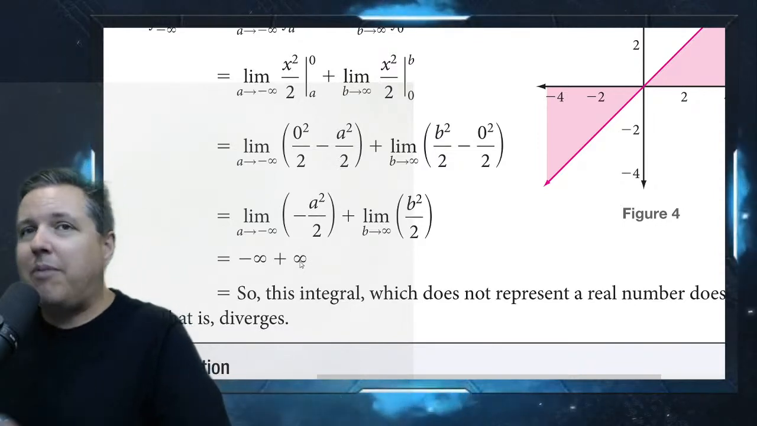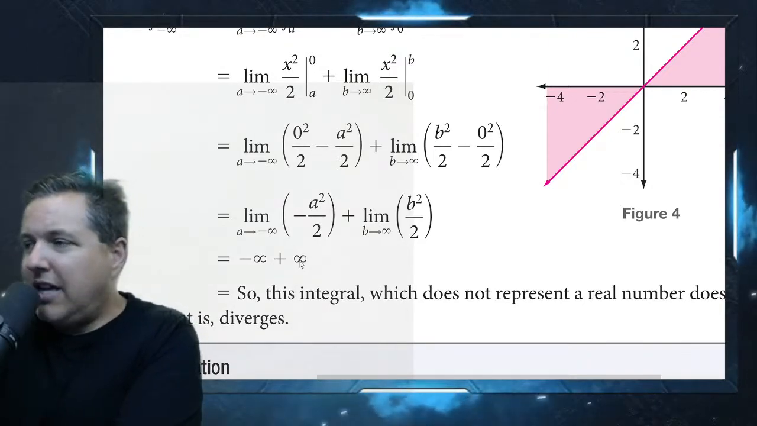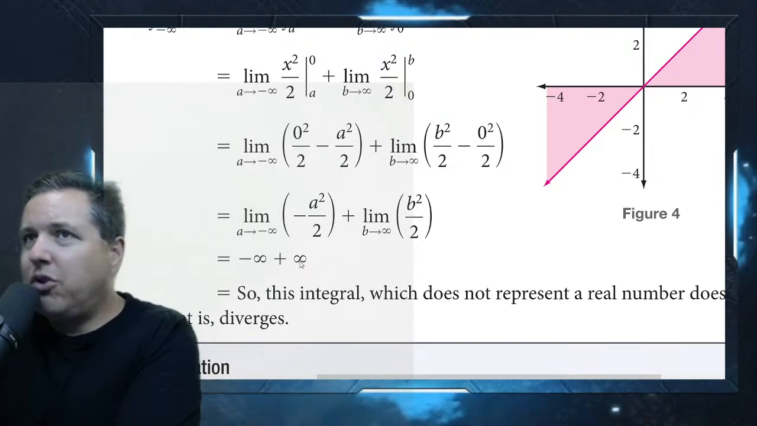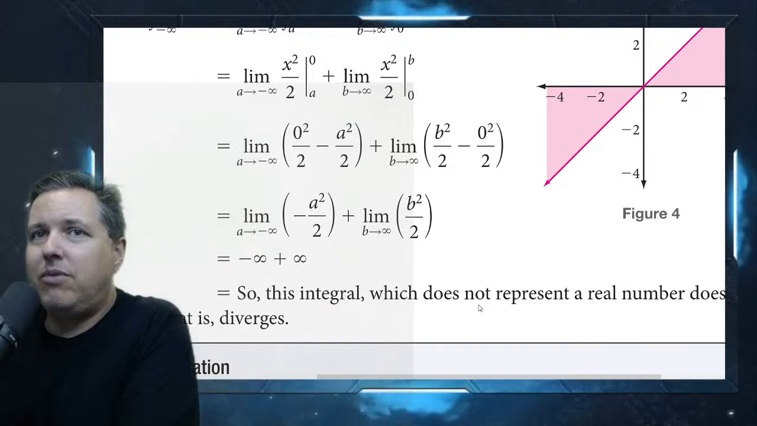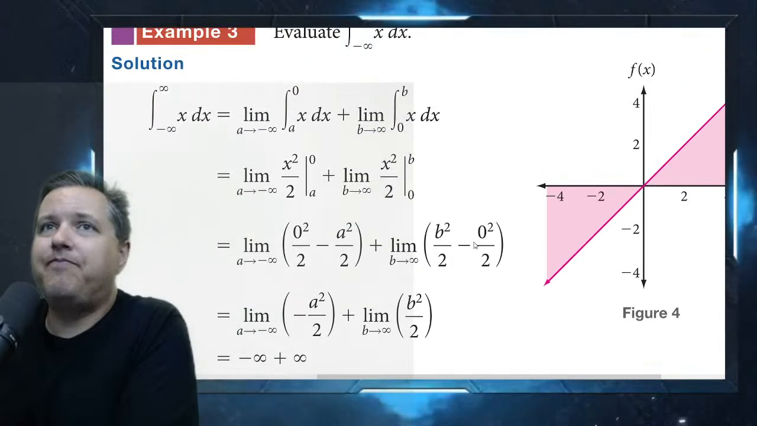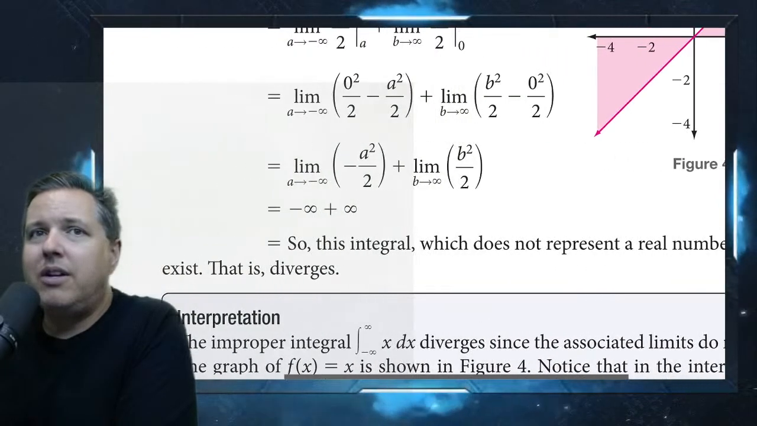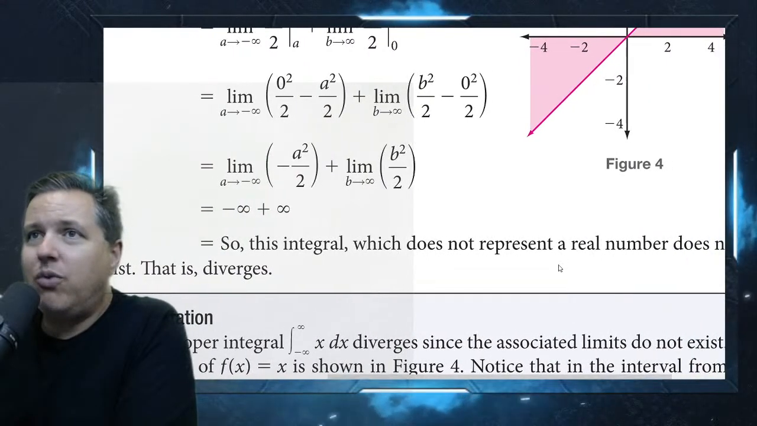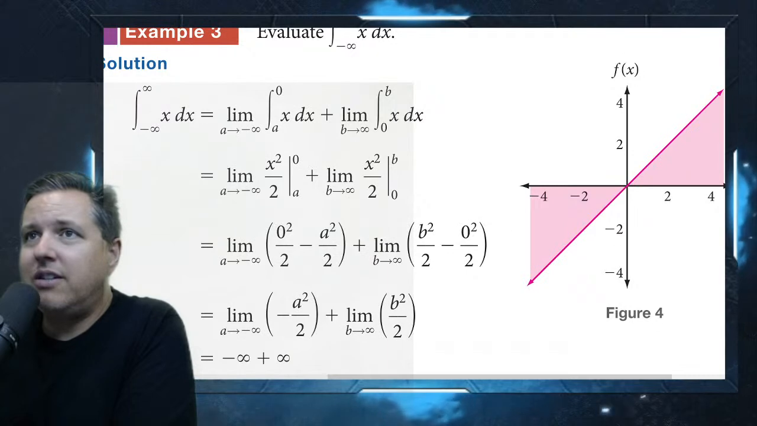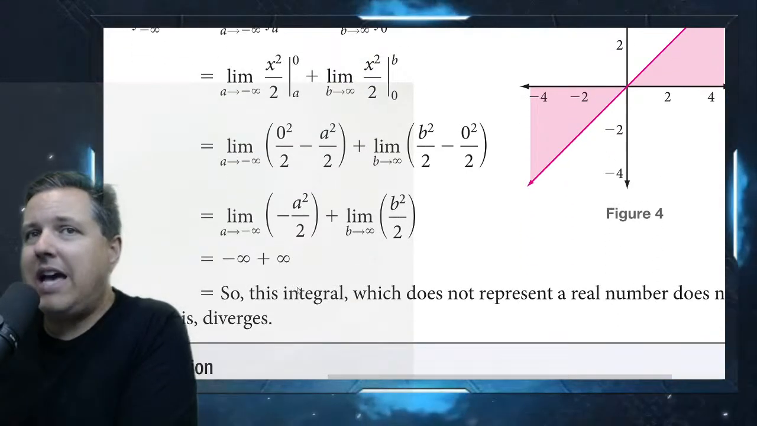You can't use that because we have different types of infinity, right? So we can't just say negative infinity plus infinity. Well, don't those cancel out and equal 0? And the answer is no, right? It doesn't. So we end up with this integral does not represent a real number. We say that it doesn't exist. So this is an integral that we would say diverges. Okay, this is divergent.